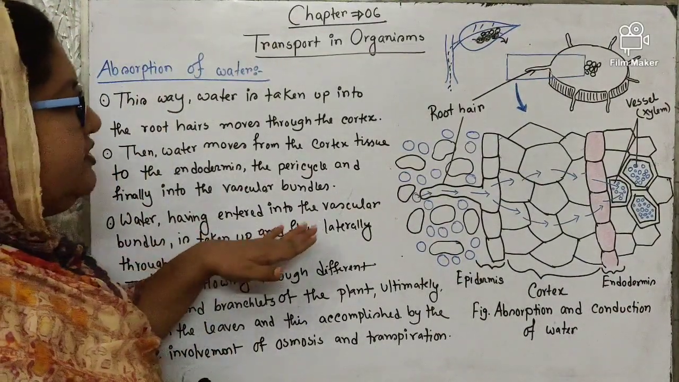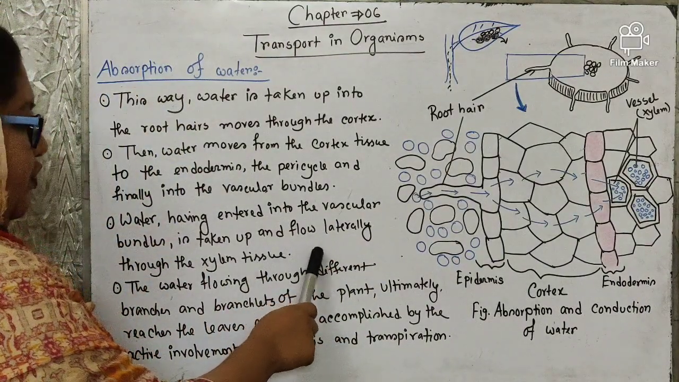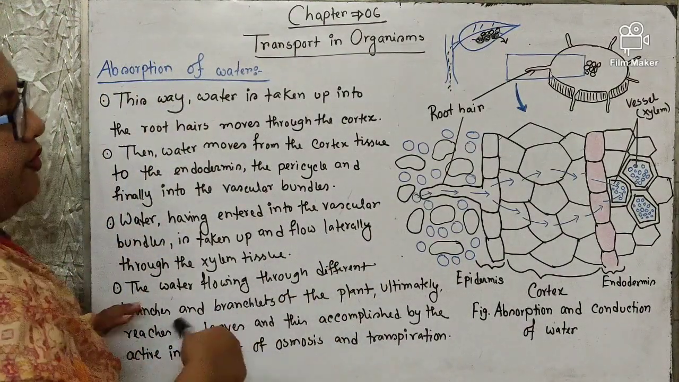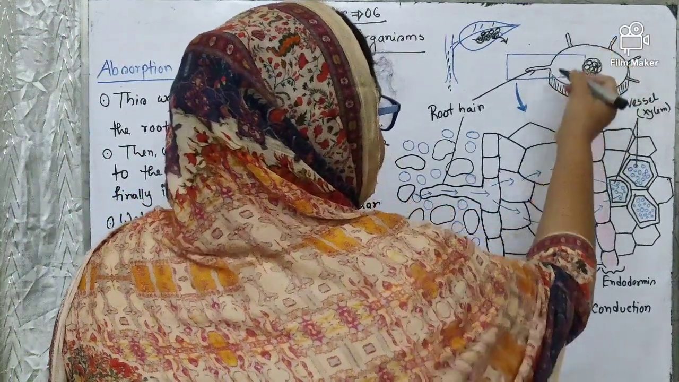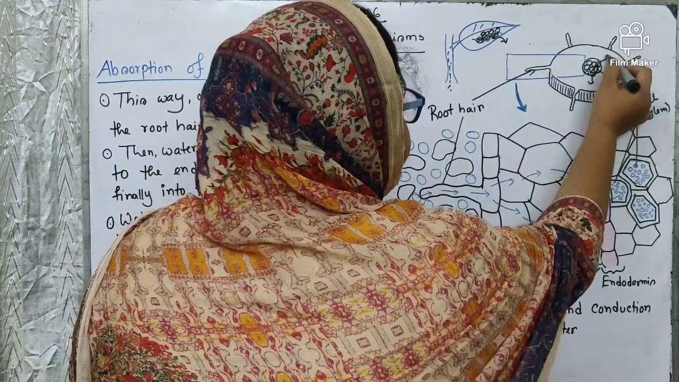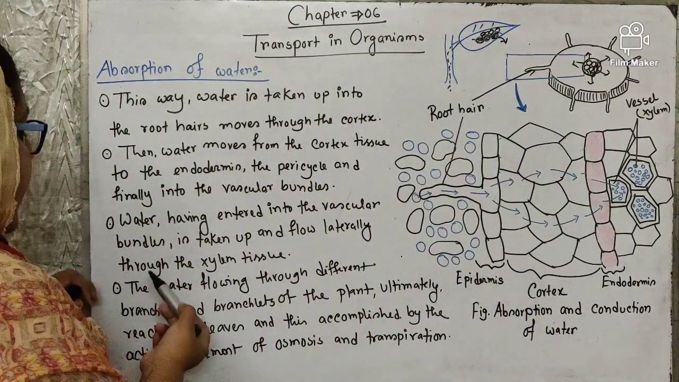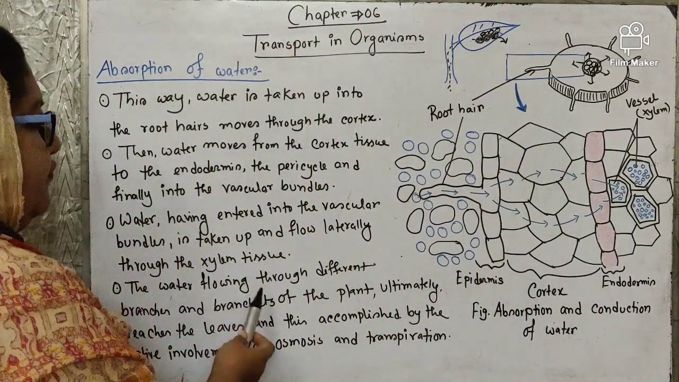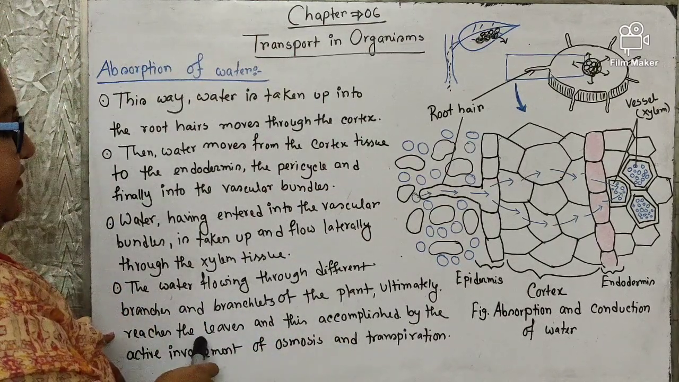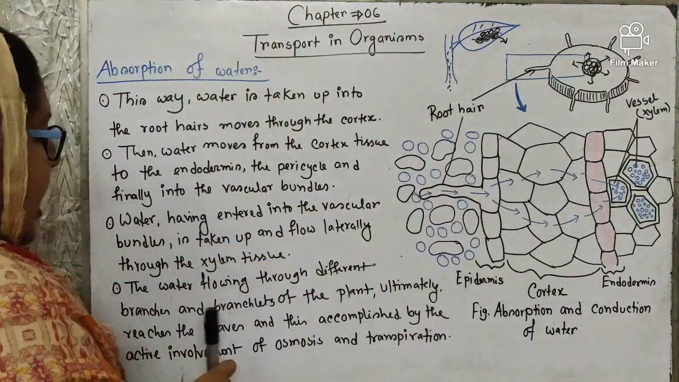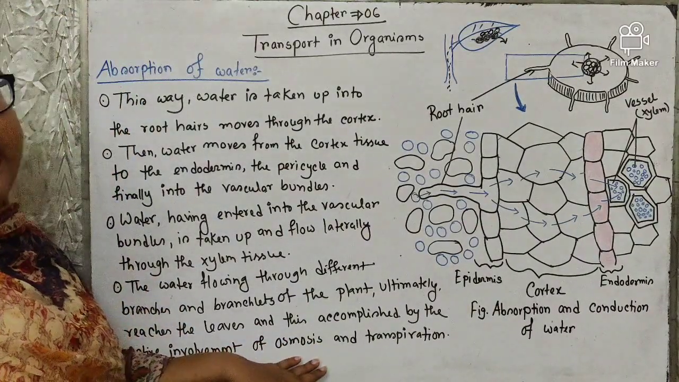Water having entered into the vascular bundle is taken up and flows laterally through the xylem tissue. The water flows through the different branches and branchlets of the plants, and ultimately reaches the leaves. And this is accomplished by the active involvement of osmosis and transpiration.